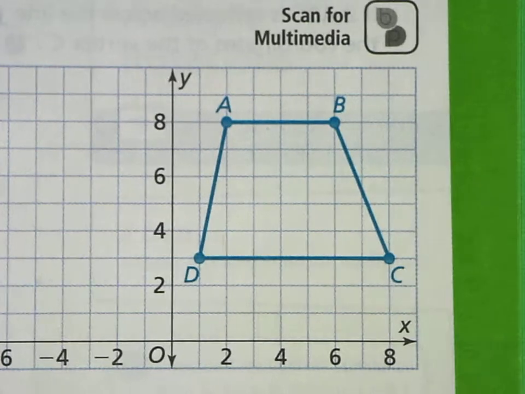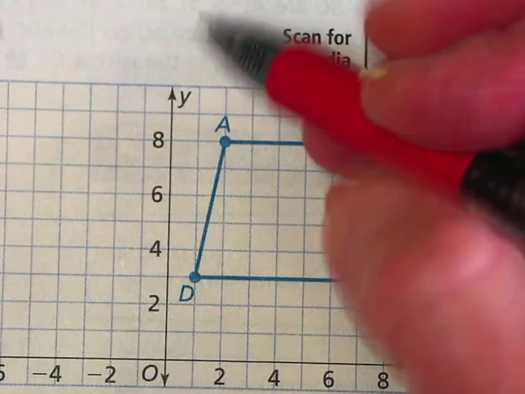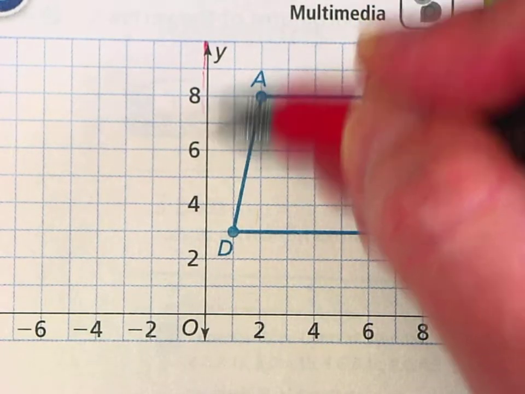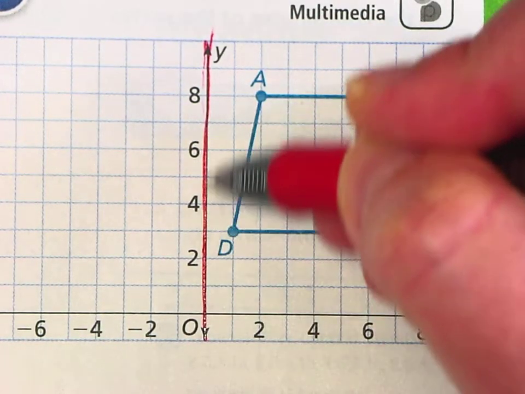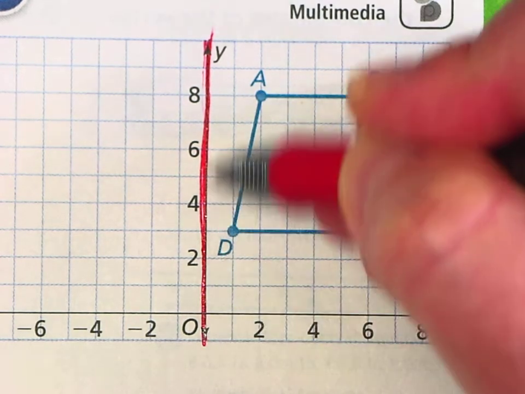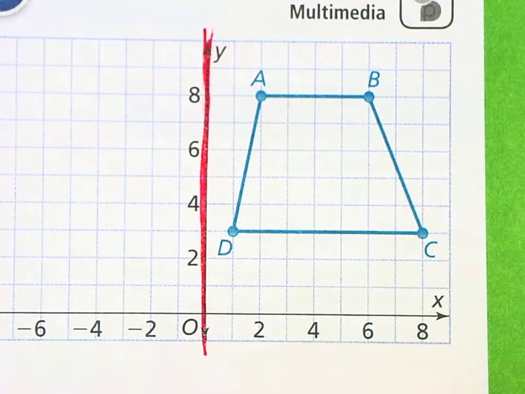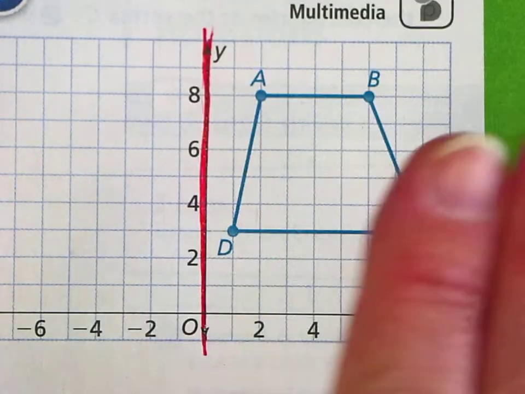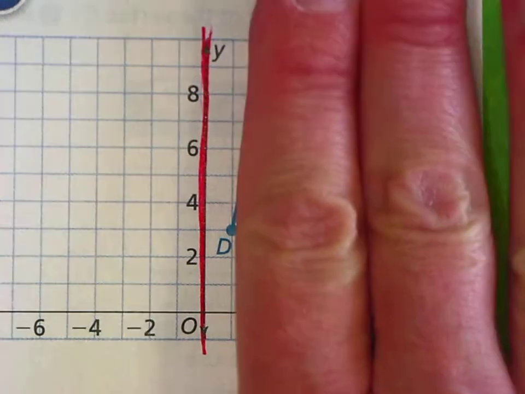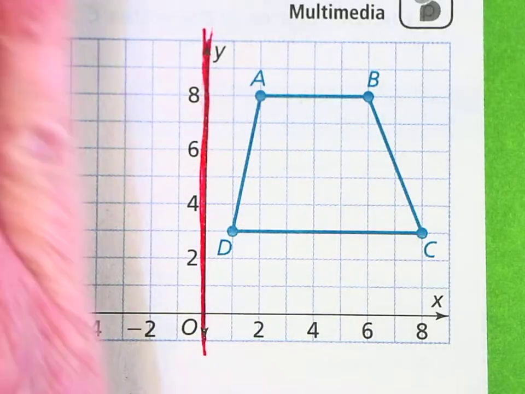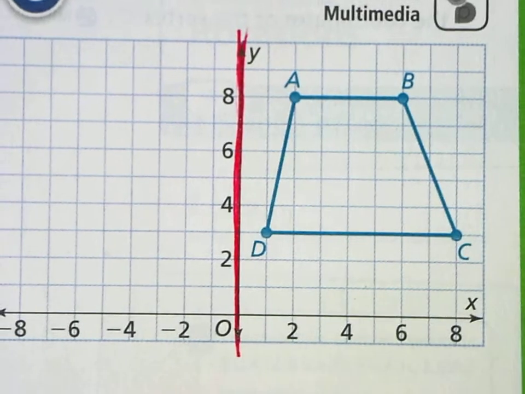And you want to make sure you do this with a pencil so that if you make a mistake, you can fix it. I am going to use red pen so it shows up. So here's your y-axis. This is my line. Right now, my figure is on the right side of this line. I'm going to reflect it over that line, so it's going to land on the left side.